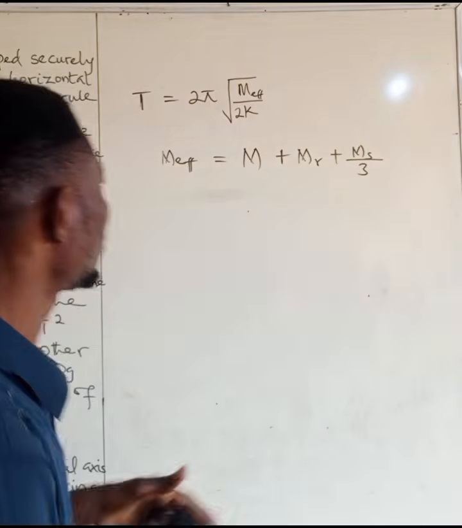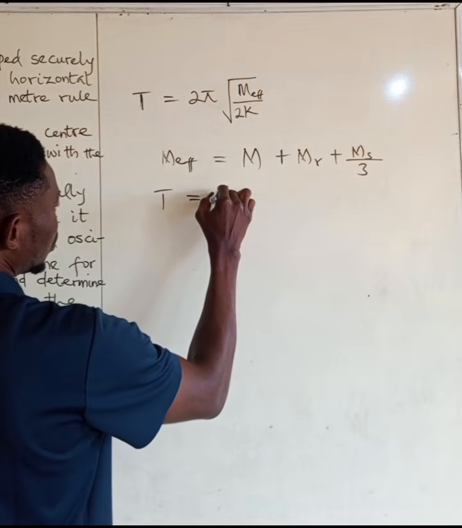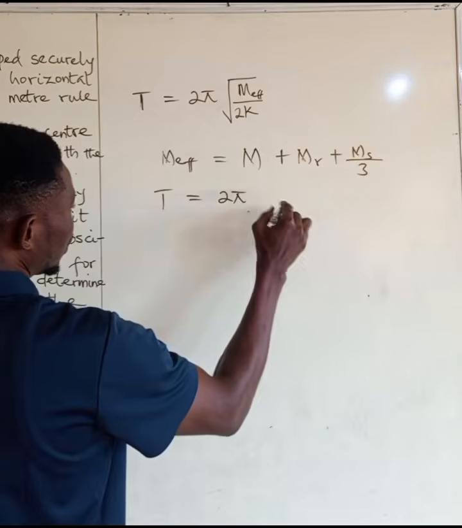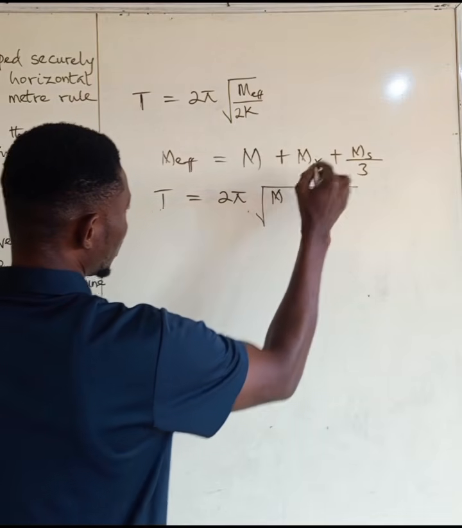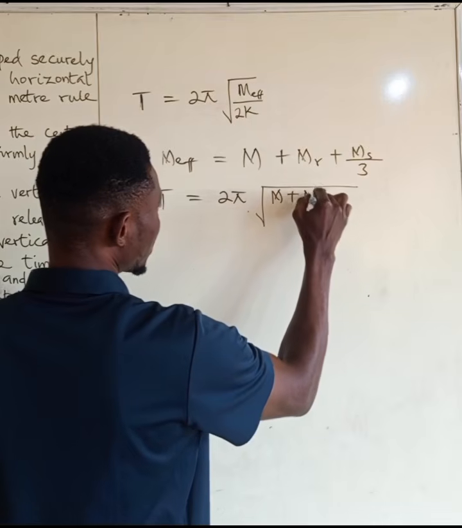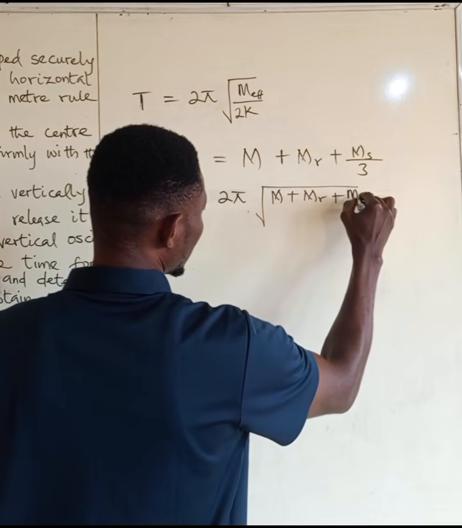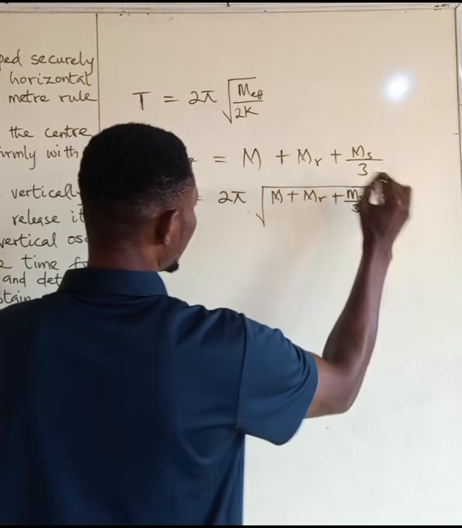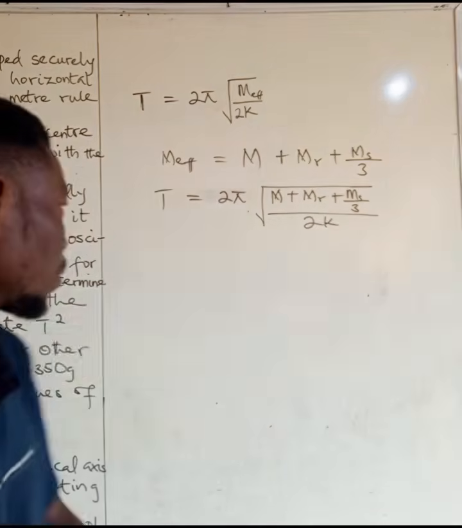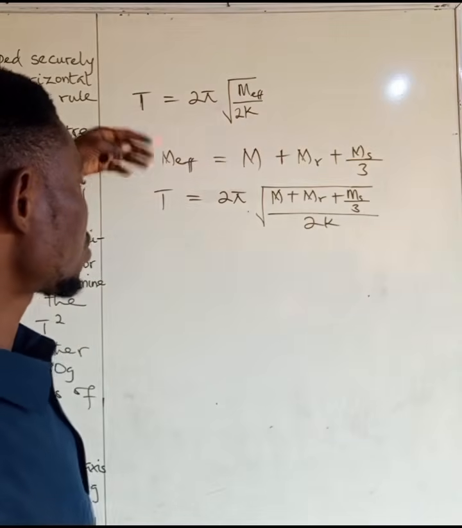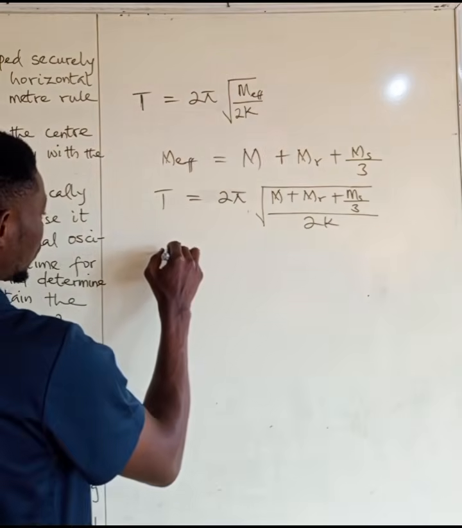So this equation can be rewritten as T equals 2 pi into square root of the standard mass plus the mass of the meter rule plus the mass of the spring all over 3 divided by 2k. So you can rewrite this expression like this. If you take the square of both sides, you should have something like this.